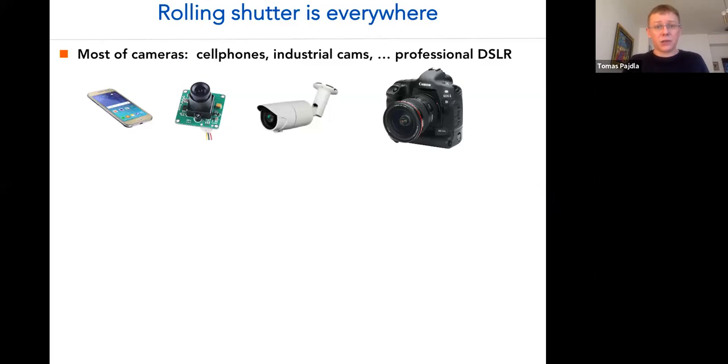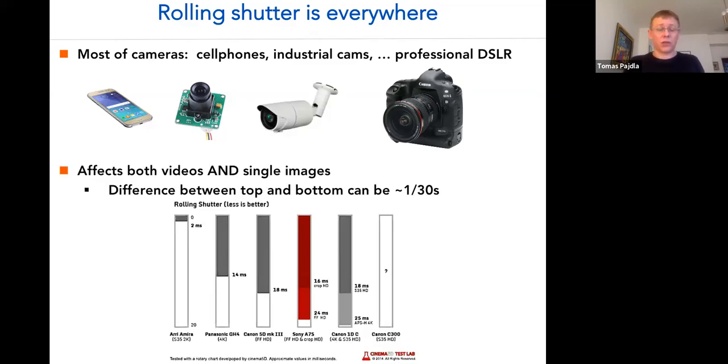Now, rolling shutter is almost everywhere these days. All cellular phones, web cameras, smart cameras, and even professional DSLR cameras have rolling shutters. Of course, there is still some fraction of global shutter cameras, but this fraction is very small. The timing of the rolling exposures may vary greatly depending on the camera itself, on the producer, but also on the illumination conditions at the time of image acquisition.